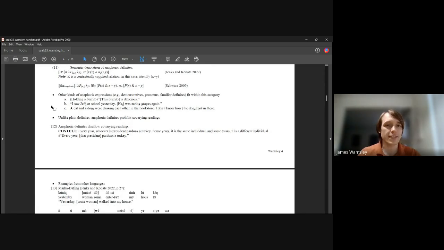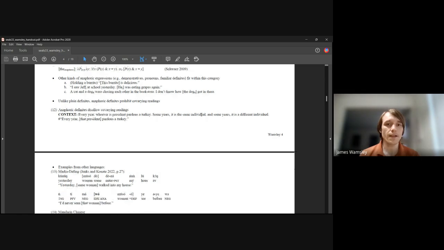So we can see some examples of these from English. Say someone's holding a burrito, they refer to the burrito, this burrito is delicious. A sentence like, I saw Jeff at school yesterday, he was eating grapes again, where he is a personal pronoun referring back to Jeff, who was previously introduced in the discourse. Or a sentence like, a cat and a dog were chasing each other in the bookstore. I don't know how the dog got in there.